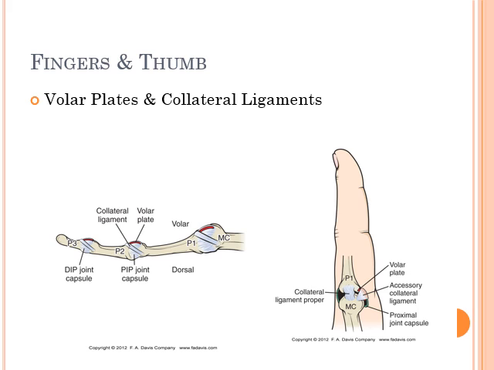They have 1 degree freedom of motion. Okay, so they only have 1 degree freedom of motion. You can basically only flex and extend. And again, the ligaments and soft tissue structure will prevent hyperextension. So the volar plates, along with the collateral ligaments, will limit hyperextension and provide some lateral stability to those joints.